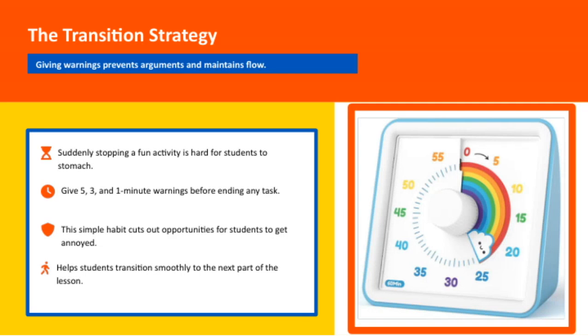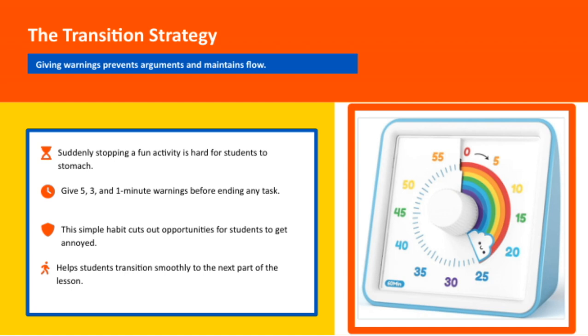Now, let's talk about how this helps students transition smoothly to the next part of the lesson. By establishing a clear transition, we make it easier for students to follow along and stay engaged. This simple habit really cuts out opportunities for students to get annoyed or frustrated because they know what to expect and when to expect it.